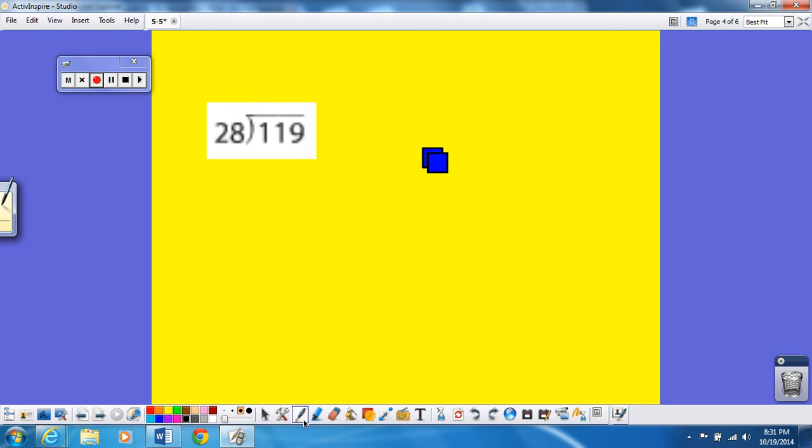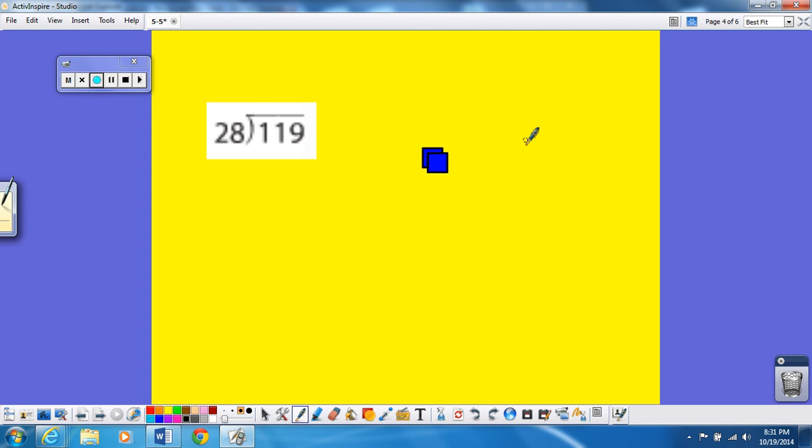Okay, I want to show you another way. If you don't want to do the cover method, there's another way that can help you work this quickly. Basically, let's look. 28 doesn't go into 1. 28 doesn't go into 11. So we're still looking at 28 into this whole big number, 119.